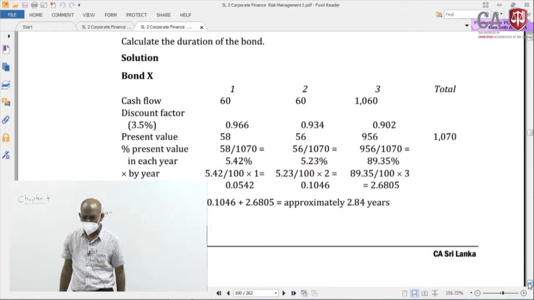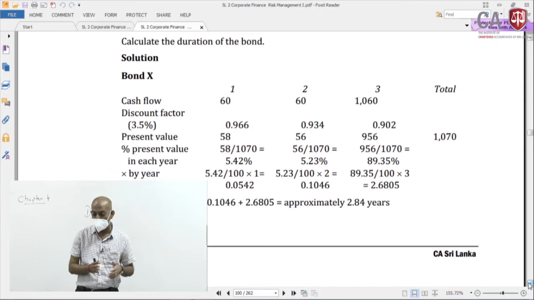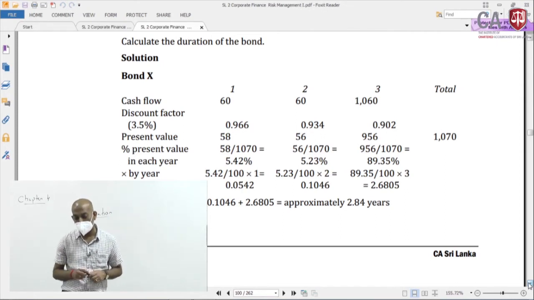Then what are you calculating? The 1070 is your present value of future cash flows. Year 1 you get 60 rupees cash flow, year 2 you have 60 rupees cash flow, year 3 1060 cash flow. But out of the 1070 present value, you have 58 for year 1, 56 for year 2, 956 for year 3. Those are the present value components of the respective years. So out of 1070, you calculate how much each year's present value represents. That is 5.42, 5.23, 89.35.